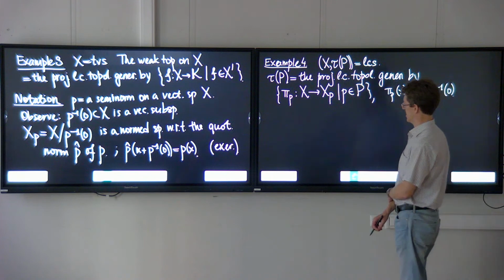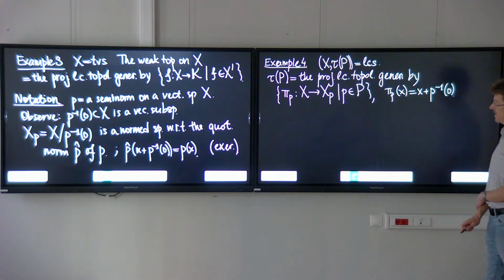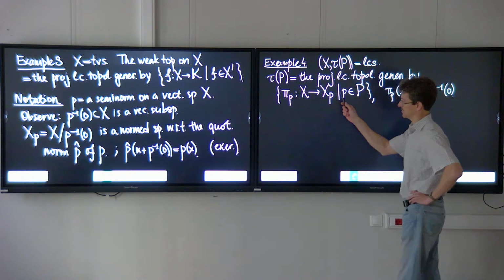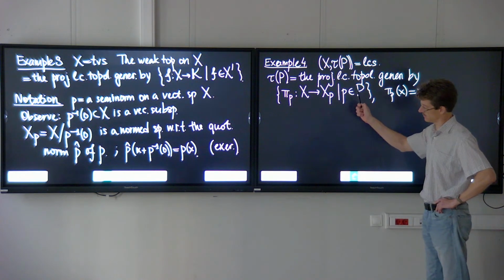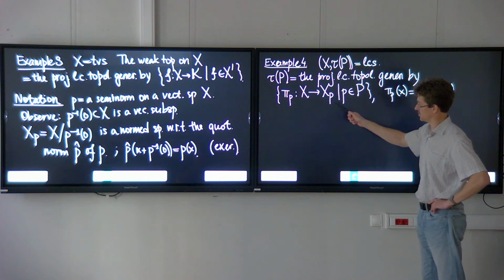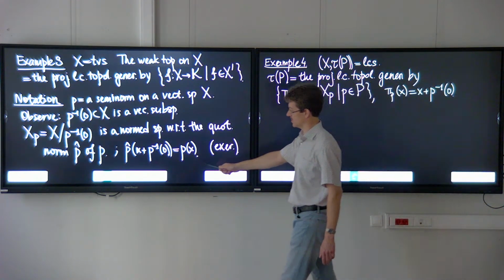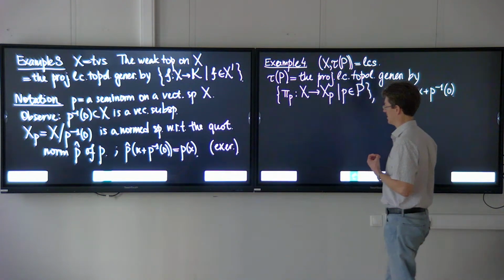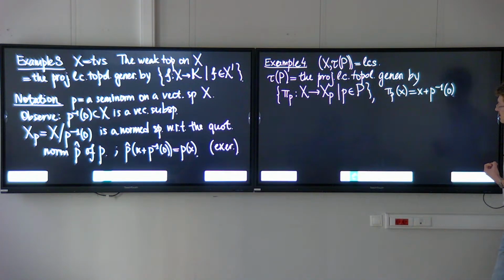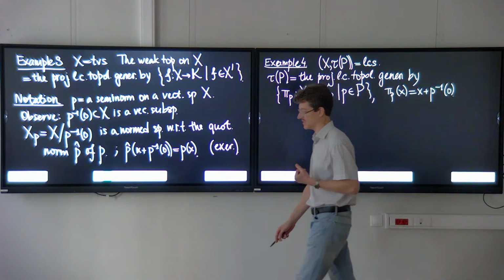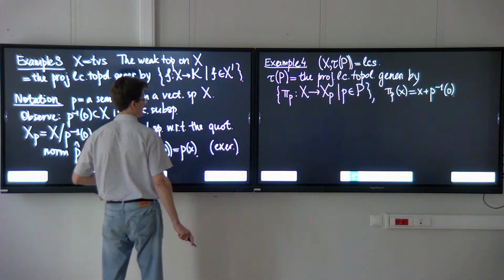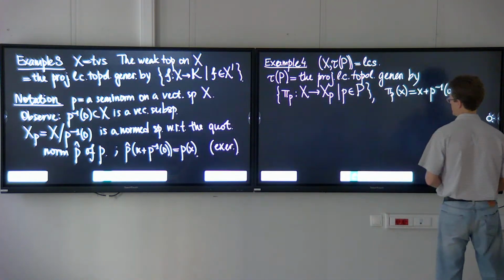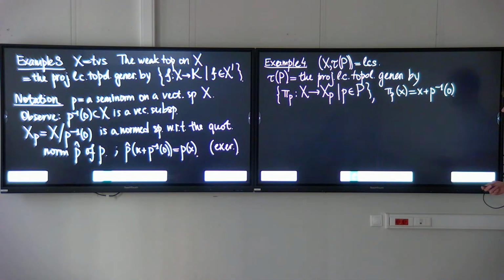But it is not a good idea to look at pi_p as a quotient map, because the topologies are different. The topology on X_p is not the quotient topology on X. The topology on X_p is the topology of a normed space given by this concrete norm. So from the topological point of view, pi_p is not a quotient map. It's just a map from X to the normed space X_p given by this formula.